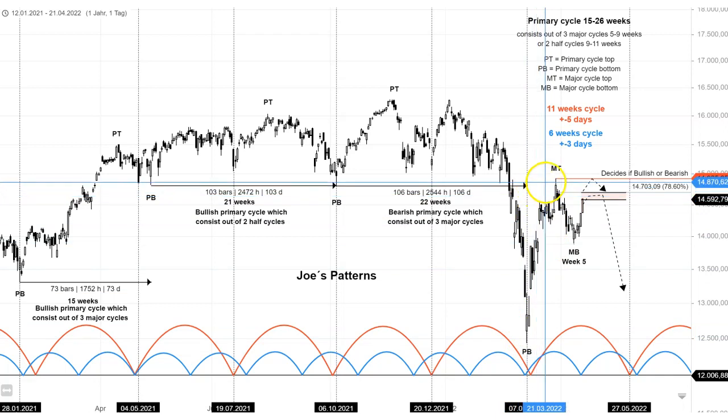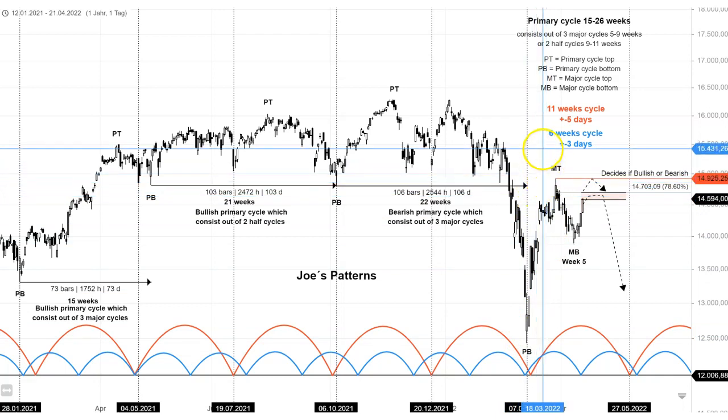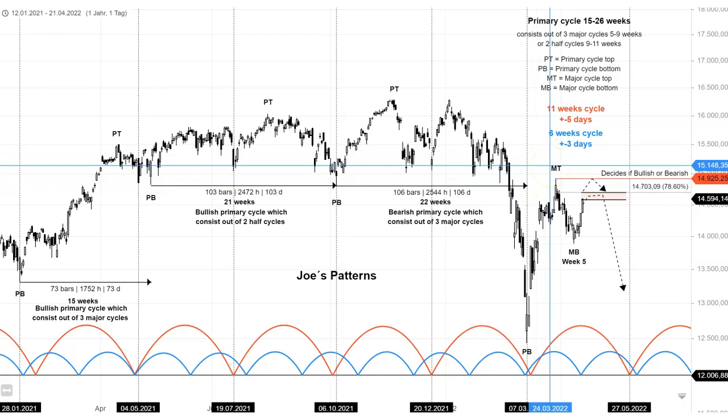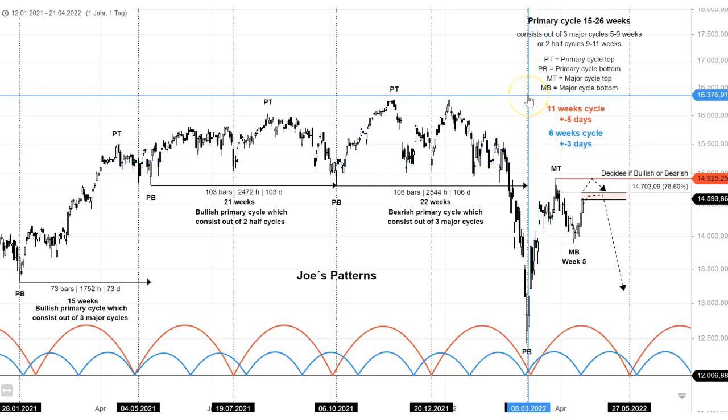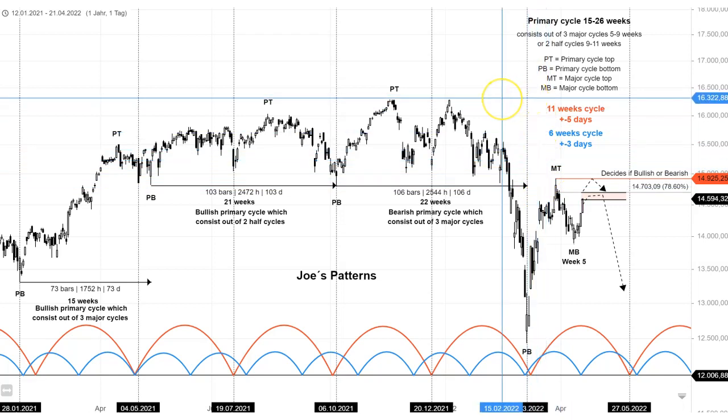So I hope you're not too confused by the last 3 minutes, because that's where it actually becomes a bit more complicated. I try to tweet these charts and try to give you some updates on it.